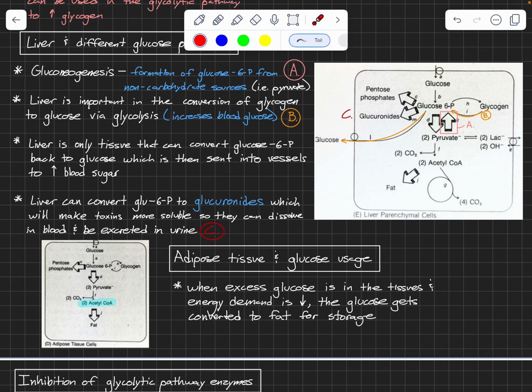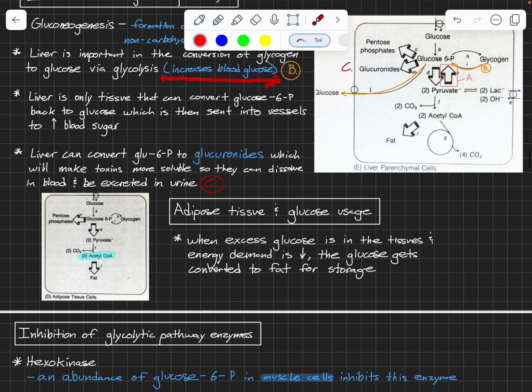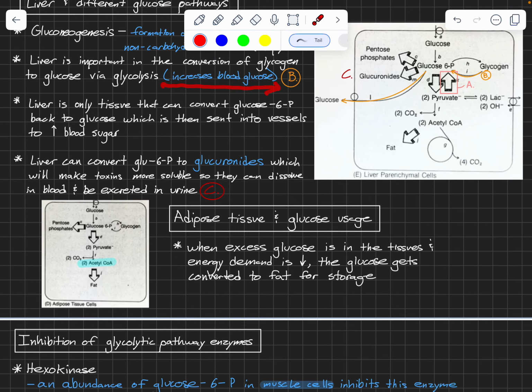And the liver is the most important in the conversion of glycogen to glucose via glycolysis, which, again, as I referenced before with diabetics, it helps increase blood sugar. And again, the liver is the only tissue that can convert glucose 6P back into glucose. Muscle cells do not do that. The liver is the only one because it contains the enzyme glucose 6-phosphatase to turn G6P back into glucose. But all skeletal muscle is just going to turn glycogen back into G6P and send it downstream towards the TCA cycle when it's needed.